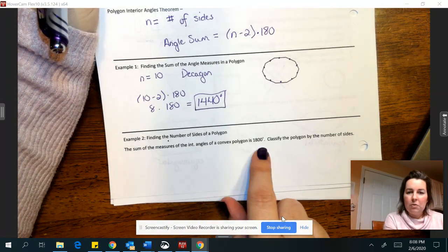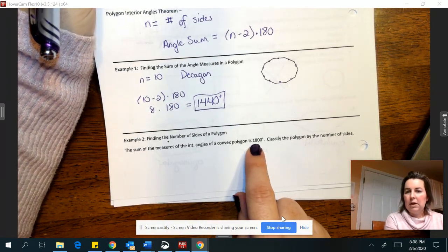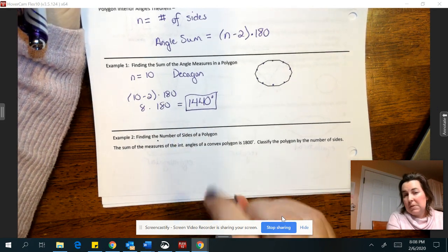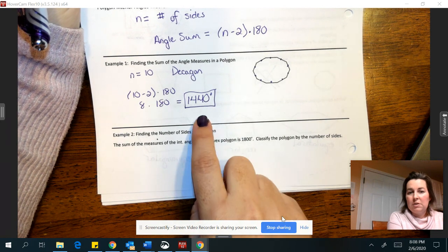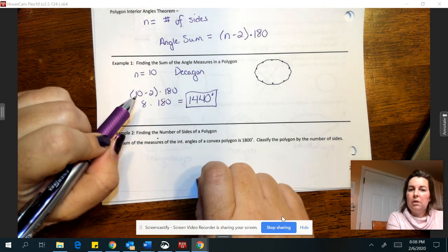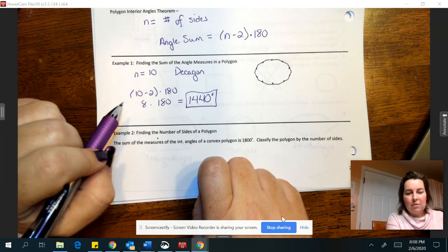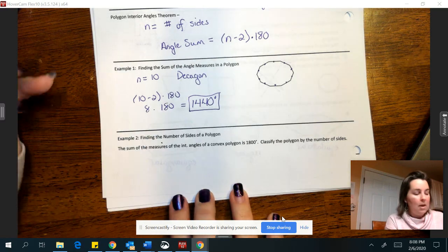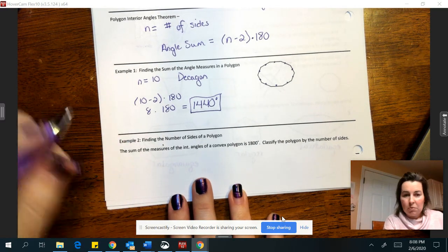Okay, so we could go the other way, and I could tell you I know the sum is 1,800 and figure out what kind of polygon we're looking at. You could do this with guess and check. I know that 1,800 is bigger than this, so it's got to be an answer bigger than 10. So you can go ahead and put 11 into this formula and see what you get, and then put 12 in, 13, 14, and see when you get 1,800. The other way to do it is to write an equation.